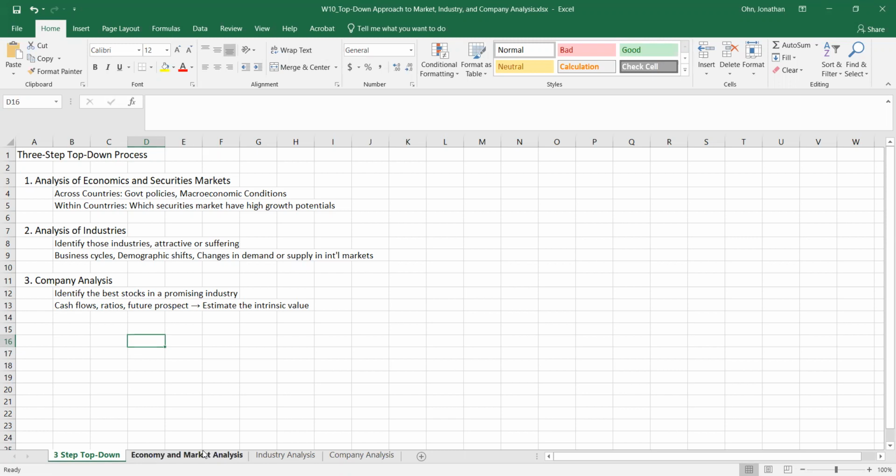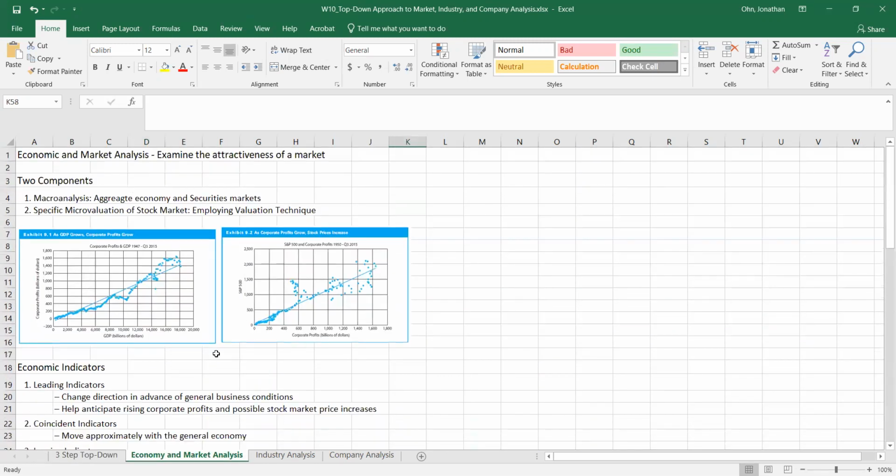Okay. First is economy and market analysis. The typical component is macro analysis. So you look at the aggregate economy and security market together, and another component is micro valuation of the stock market. I'll come back to this one. I'll introduce two famous and important approaches to micro valuation.